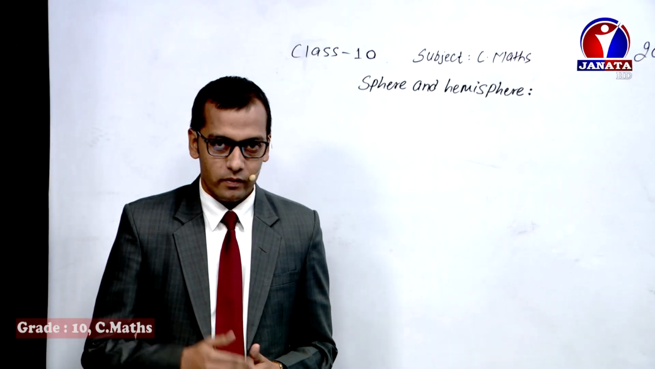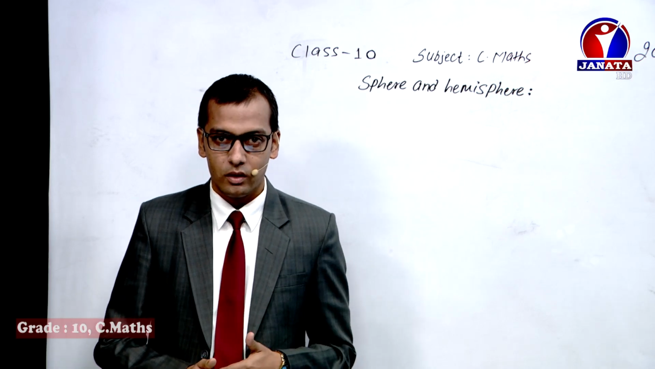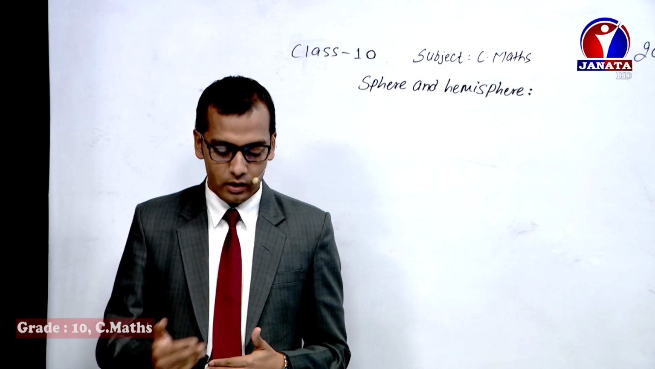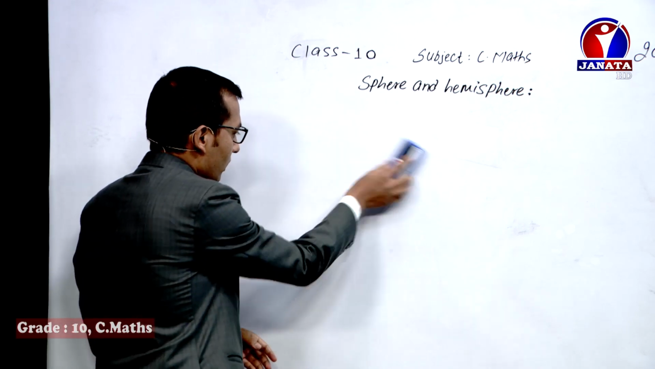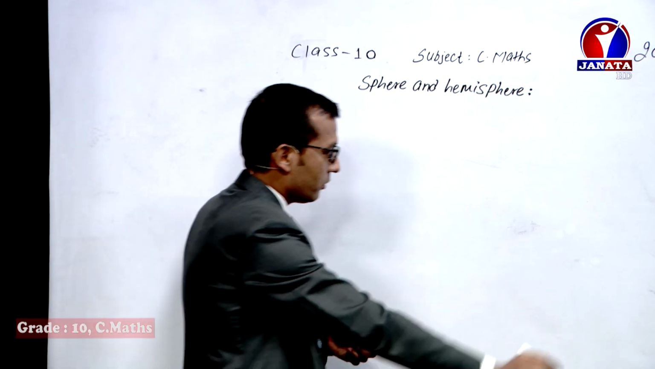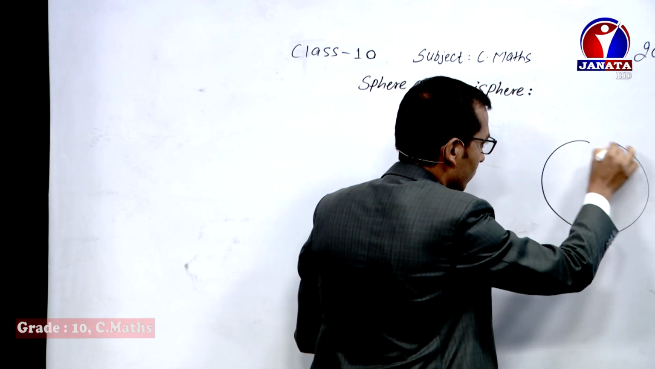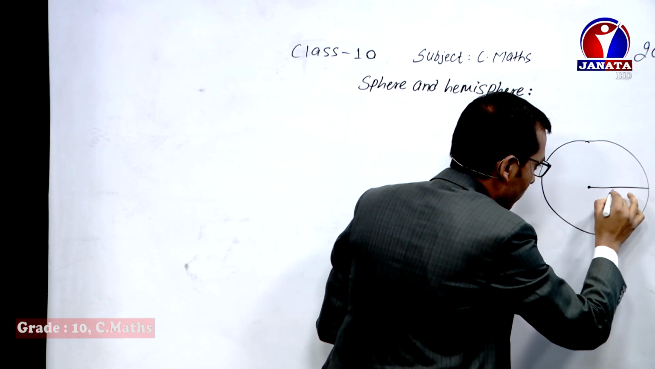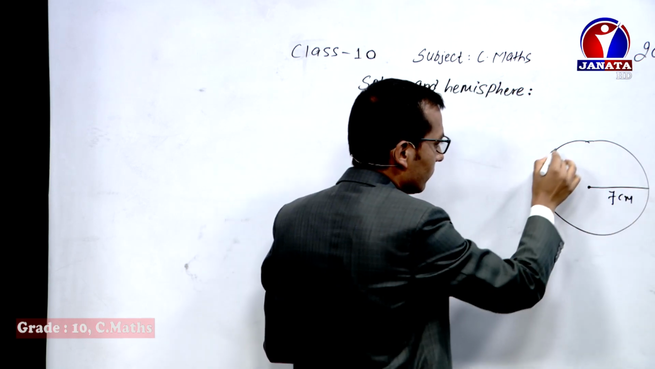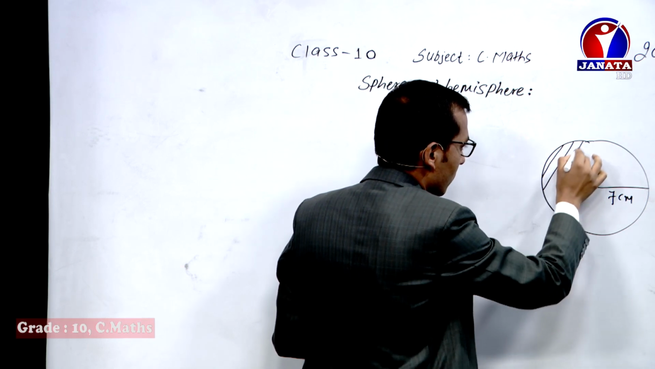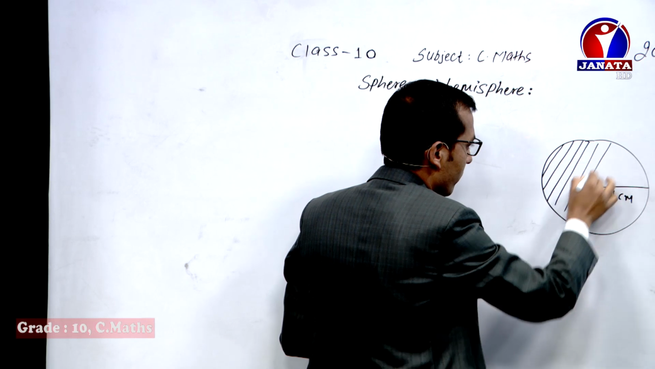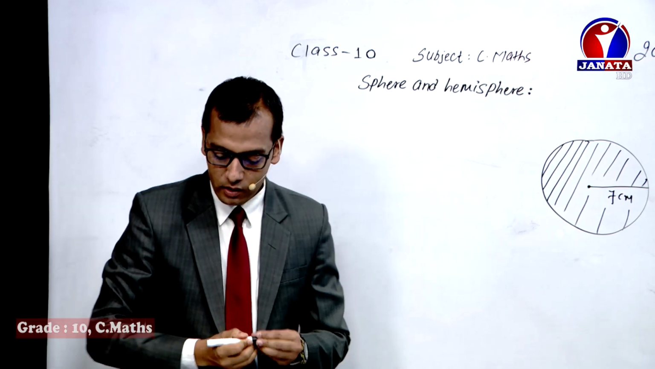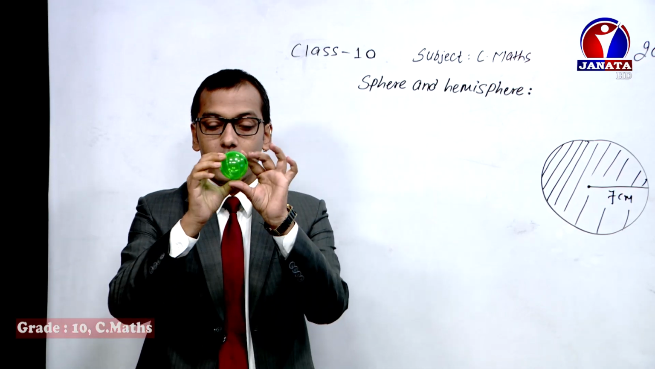So let me take the first practice question based on sphere in today's class. Let me begin from the first question of sphere. Here we are given, so let me draw a sphere. So this is a sphere, having radius 7 centimeter. We are calculating what is the surface area and its volume.